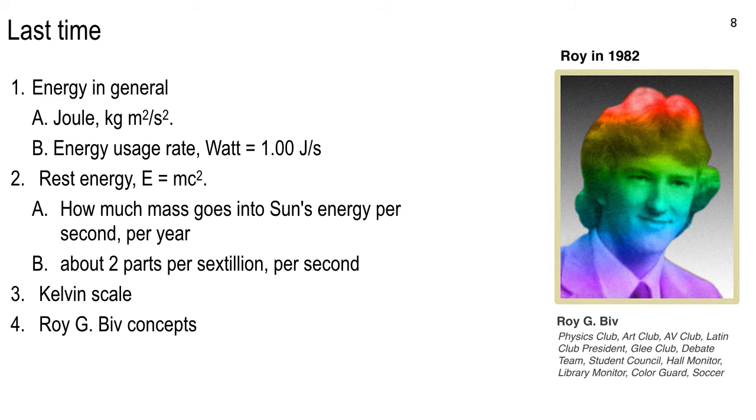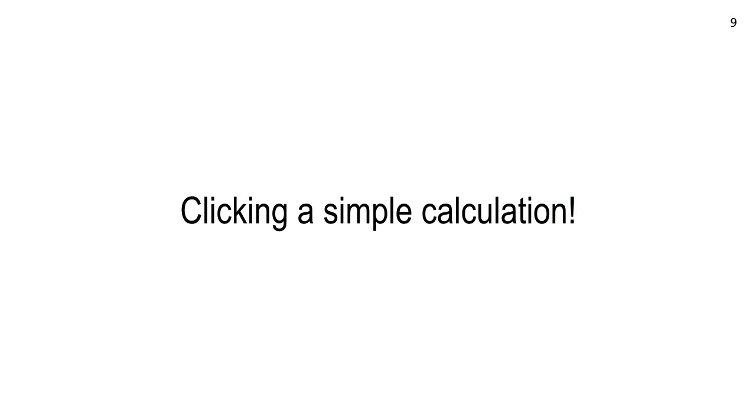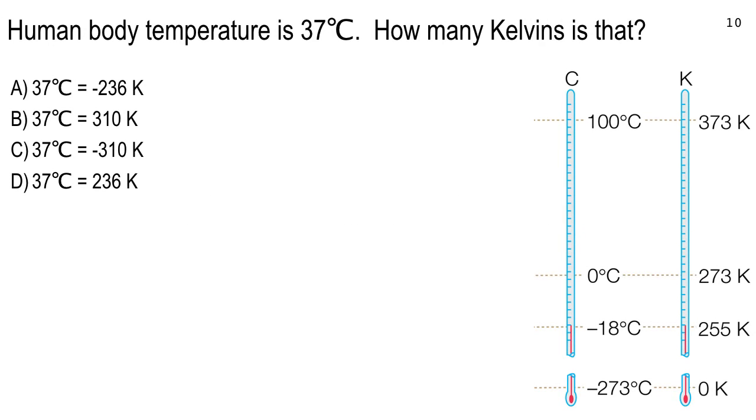But before we do that, let me do one more clicking question with you. A simple calculation, just to get your brain cooking again. This is from Celsius to Kelvin, and you can actually use this diagram to figure it out. Okay, the human body temperature is 37 degrees Celsius. How many kelvins is that?